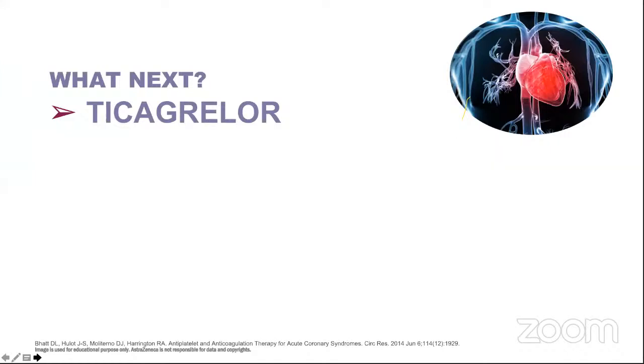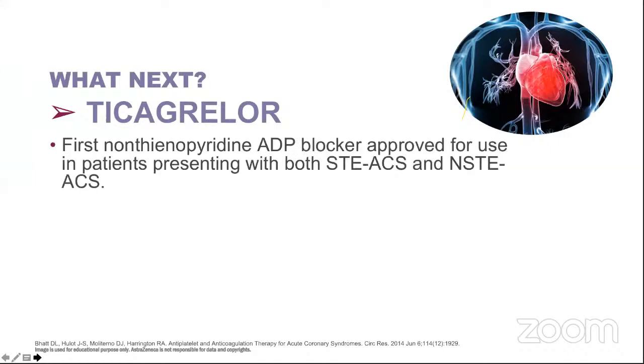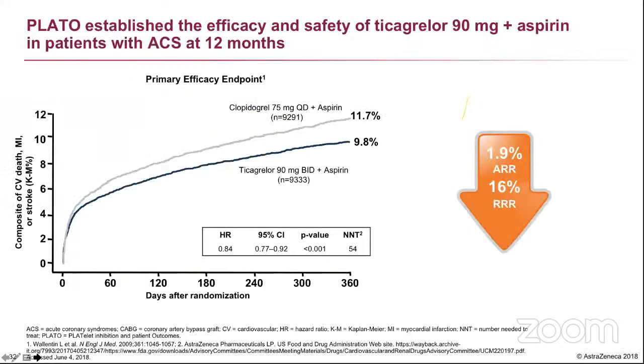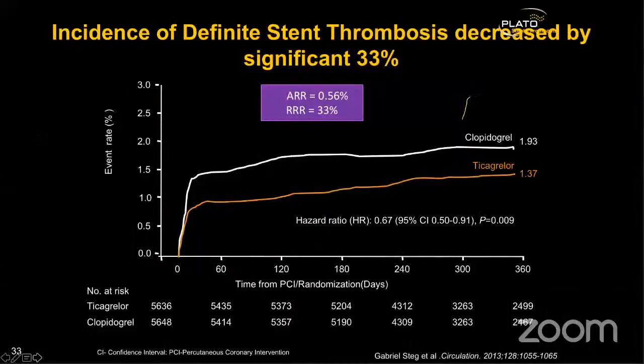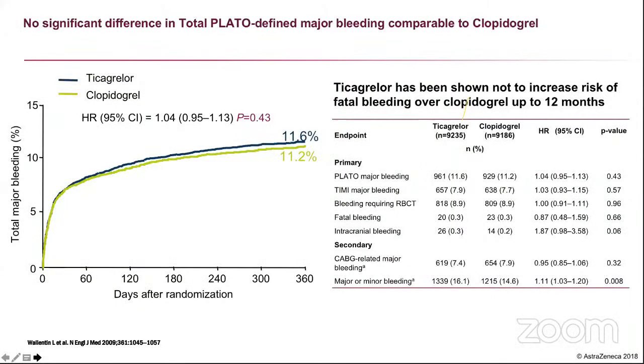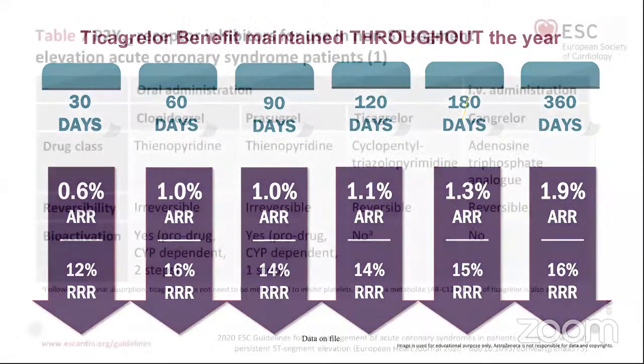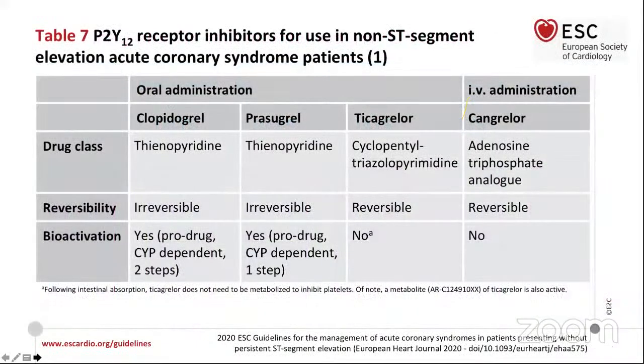The other being ticagrelor, which again has proven its efficacy in the PLATO trial. This is a graph showing that this is better than clopidogrel. So the definite incidence of stent thrombosis has gone down. This again tells us the benefits of ticagrelor. So for P2 receptors, there are these three agents available for oral use: clopidogrel, prasugrel, and ticagrelor. And an IV agent, which is cangrelor. Cangrelor again is a reversible agent.